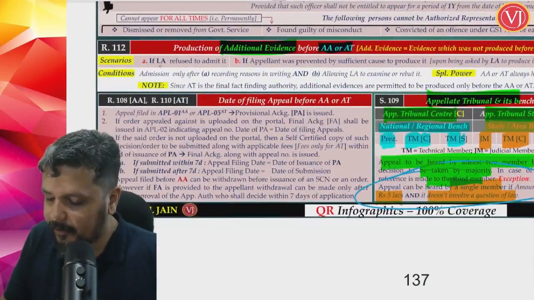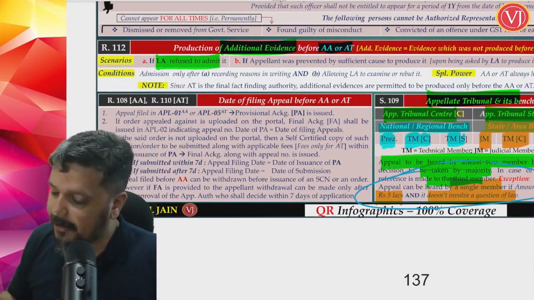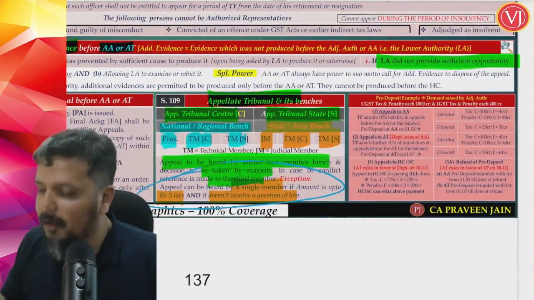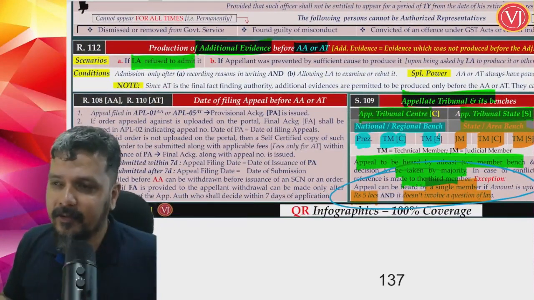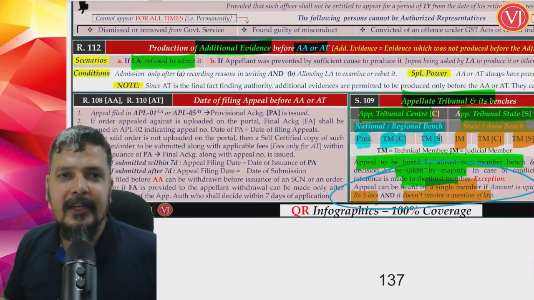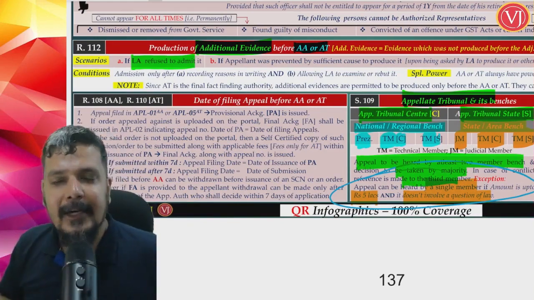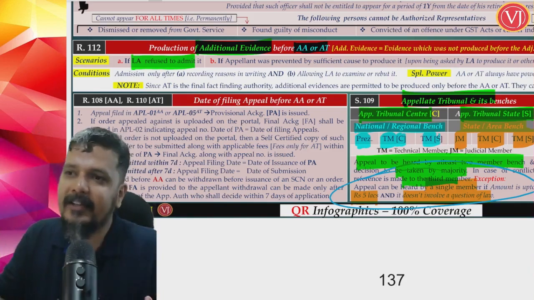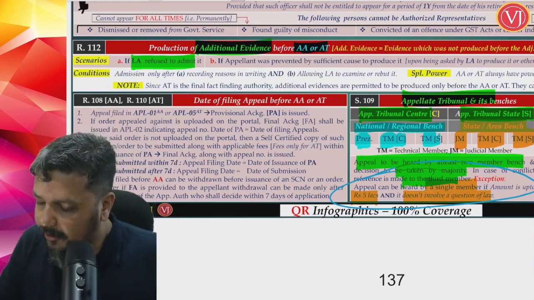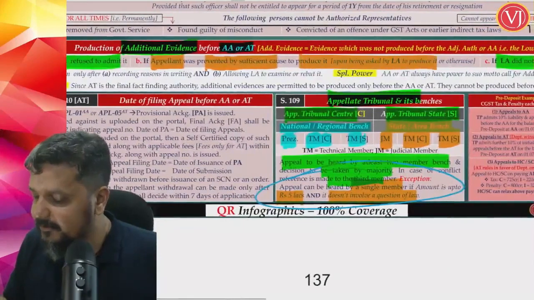You can do it, but there should be certain scenarios. The lower authority refused to admit it. You produced it, but it refused to admit it. The lower authority did not provide you an opportunity. You wanted to give additional evidence, but it did not give you the principle of natural justice. The lower authority, normally if it is the appellate authority, the lower authority is the officer. If it is the appellate tribunal, the lower authority is the appellate authority. Either you gave evidence but it was rejected, or you were not given any chance to give evidence, or the appellant was prevented by sufficient cause from producing it.